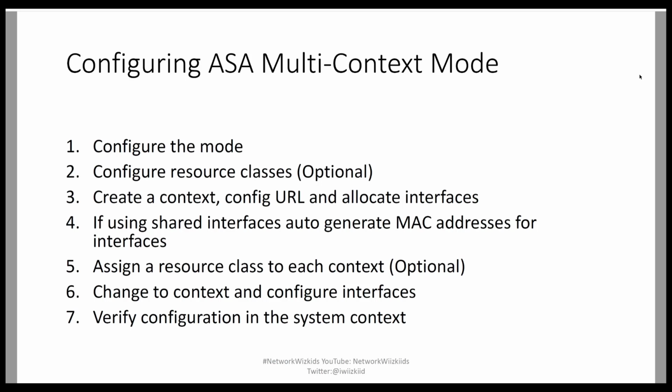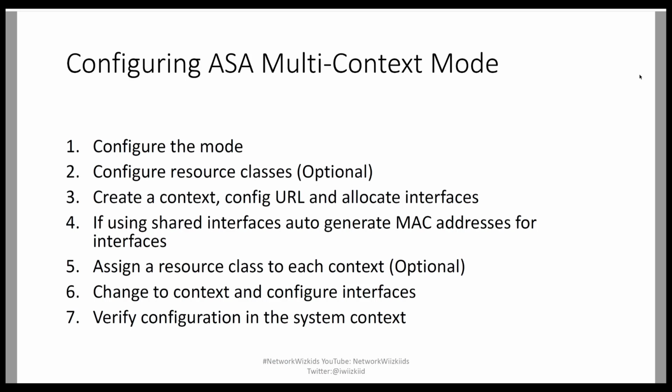So to configure ASA in multi-context mode, it's pretty straightforward. You first need to configure the mode. When you do that, a reload will occur. You then, optionally, can configure resource classes. These are what I spoke about at the start of the presentation, whereby you can assign more resources to a particular context over another context. Again, that's optional, so you don't need to do that.